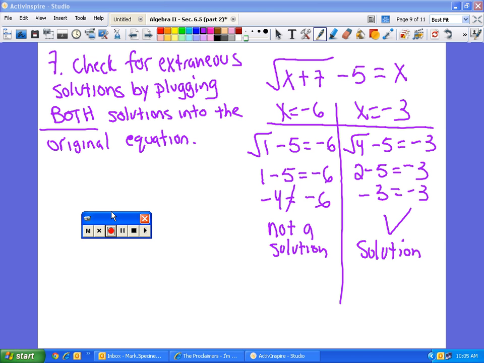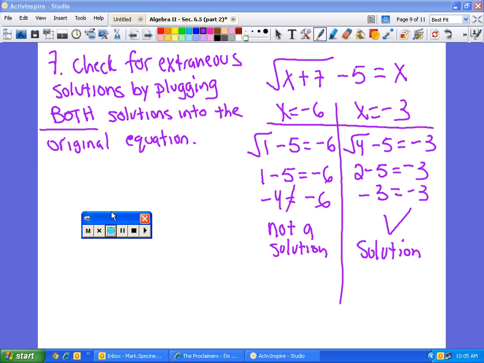Now it is possible that both numbers will be solutions, but I don't believe you'll ever have a case where neither number is a solution. So that's why I'm saying, when you check, if you get two non-solutions, it most likely means you've made a math mistake somewhere in the problem. Go back and double check. Okay, does anybody have any questions?